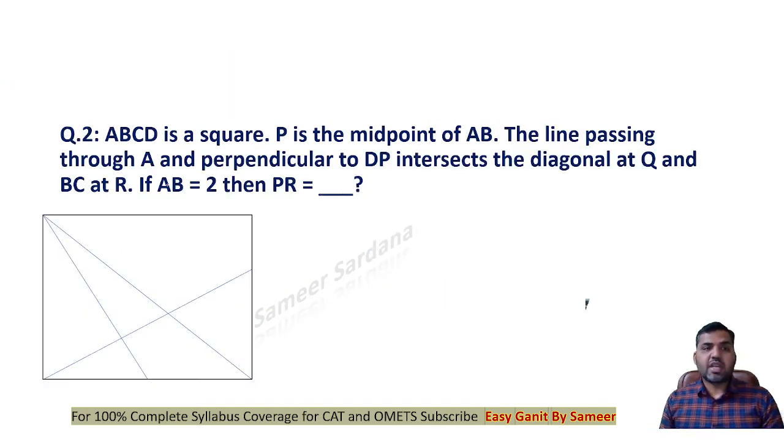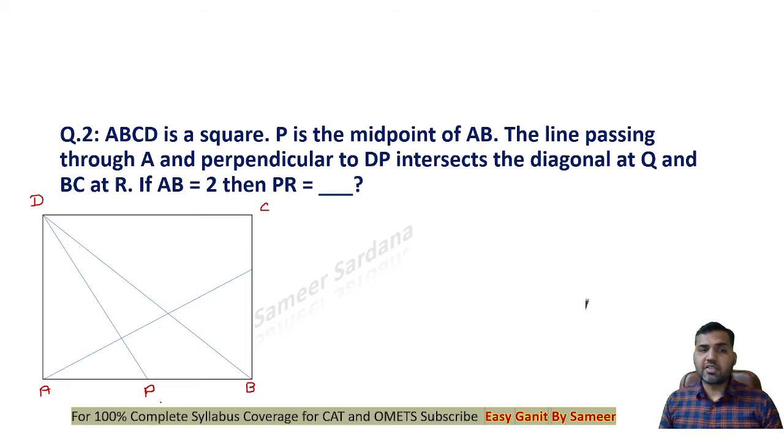Here is the next question. ABCD is a square and P is the midpoint of AB. So this is A, this is B, this is C, and this is D. P is the midpoint of AB. This is the figure that you have to make by yourself, right? I have already drawn the figure to make a cleaner diagram, because it's not possible to make this diagram freehand, so that you can understand it in a better way.